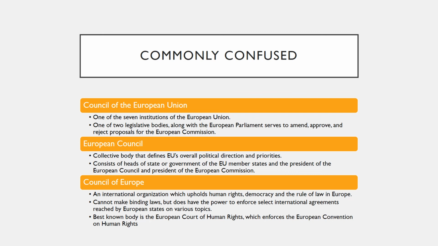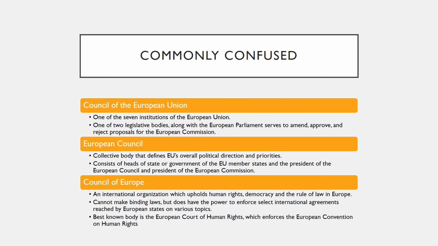Unlike the EU, the Council of Europe cannot make binding laws, but it does have the power to enforce select international agreements reached by European states on various topics. The best-known body of the Council of Europe is the European Court of Human Rights, which enforces the European Convention on Human Rights. At the end of this presentation, we will cover some memory tips on how to keep this all straight.